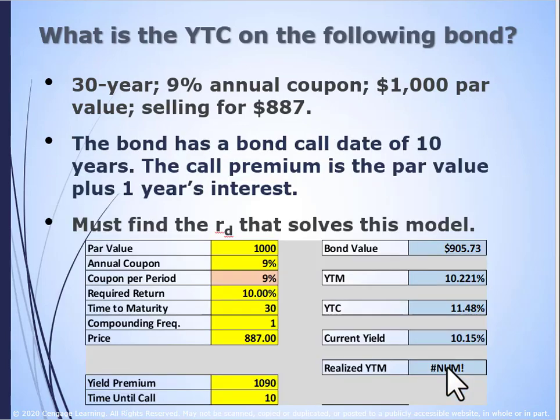The last thing to think about in this video is how do we do this with the yield to call? So in this particular bond, again, it's the same bond, but now it has a call date of 10 years. And the call premium, the amount they're going to pay you, is the par value plus 1 year's interest. So if we plug that in here, we know the call price is 1090, time to call is 10. So the yield to call here is 11.48%. So here we have our three yields calculated for us.